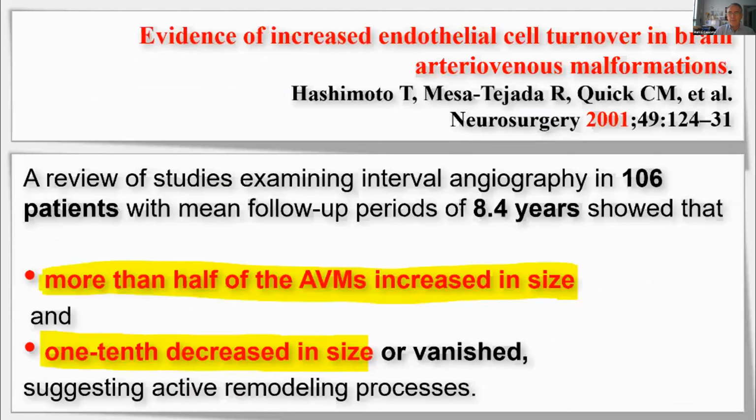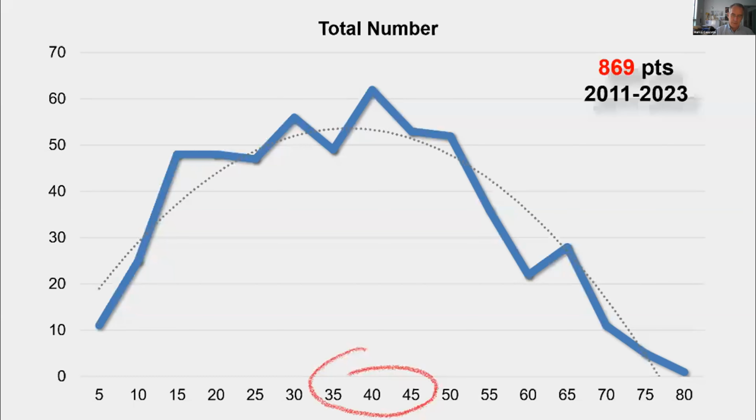And plus, there is another thing that argues for something that is not congenital and stable: more than half of the AVMs increase in size over time, and some of them also decrease in size or vanish. So they are plastic. They are something that moves over time. We have a very large database collected between Gamma Knife, surgery and the vascular service in the last 12 years.